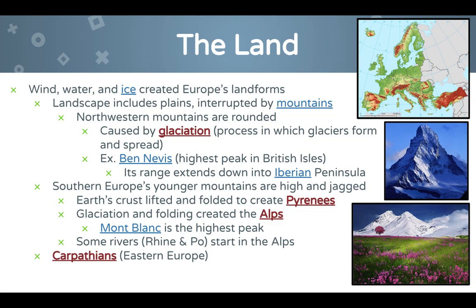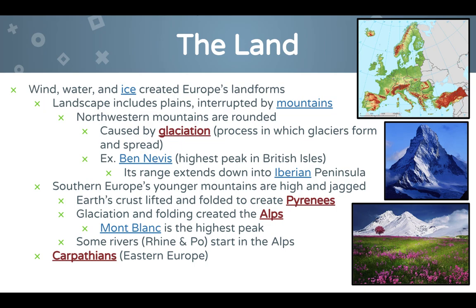Okay, so they're created by the lifting and folding. To create the Pyrenees Mountains, which sits right here between Spain and France, and this folding also created the Alps, which is right here on this map. And then this is, like I said, Mont Blanc. It's the highest peak in the Alps. And then some rivers start in these areas, like the Rhine and the Po start in the Alps as well.